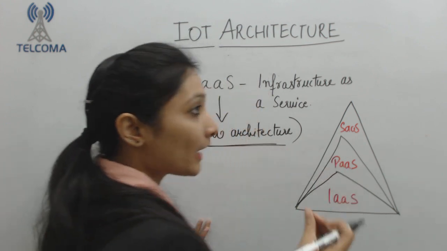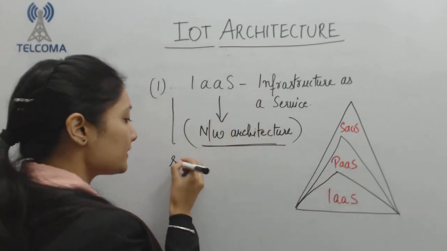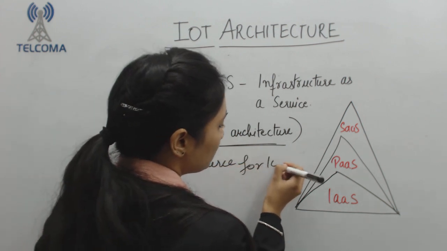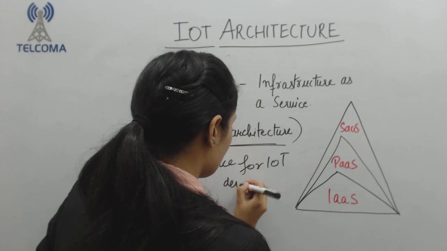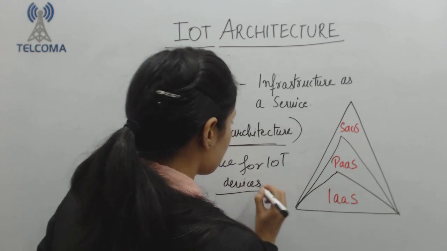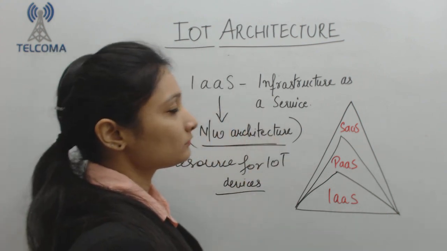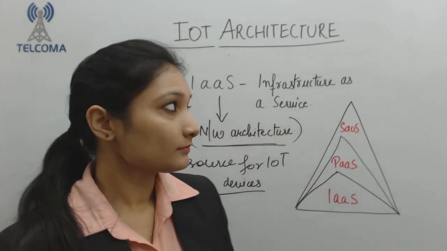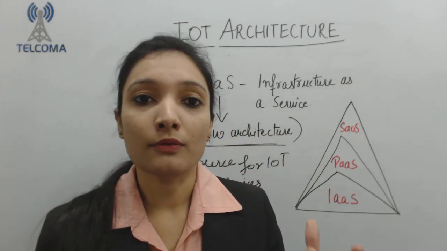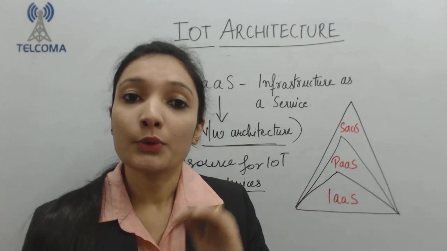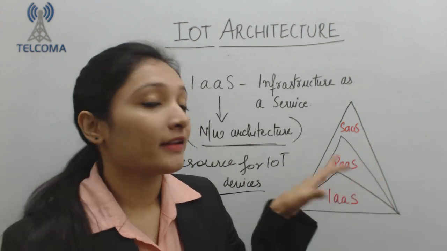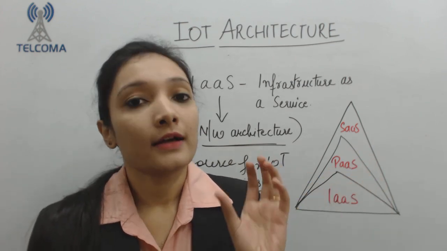So here, your cloud can act as a resource for IoT devices. This basically enables us to create virtual machines. That means creating an instance of a particular machine which we want to use here. That's actually not present with me, but that's an instance of that particular device here.